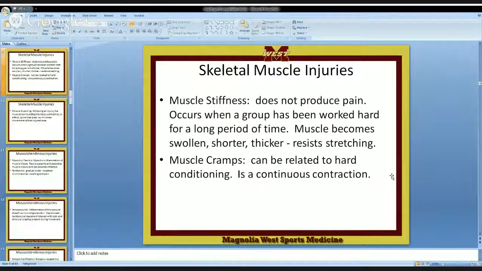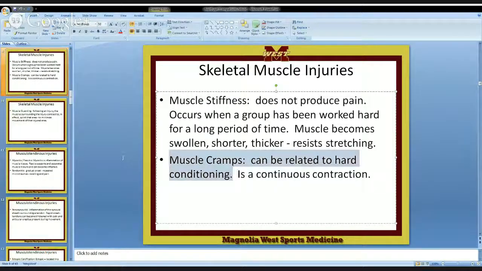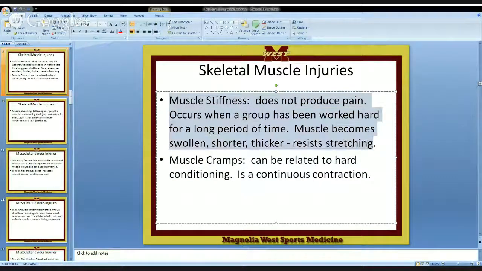Slide 9. On slide 9, muscle cramps can be related to hard conditioning. Yes, that is true. And of course, muscle stiffness produces pain. No, it doesn't. So you need to know those. Muscle stiffness, and you would need to know muscle cramp. All right. Occurs when a muscle group has been worked hard for a long period of time. All right. So muscle stiffness is going to be more than one question. It resists stretching. So muscle stiffness is pretty important. You're going to get at least 2 questions from that, if not another.